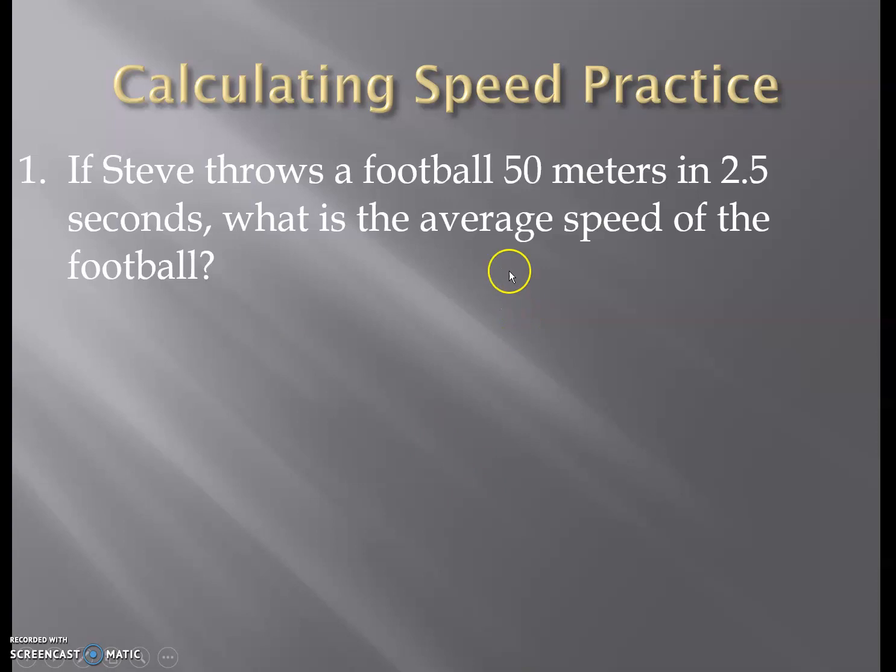Okay, so our distance is 50 meters. Our time is 2.5 seconds. So 50 divided by 2.5, and we get 20. The units will be meters per second. So the average speed of the football is 20 meters per second.